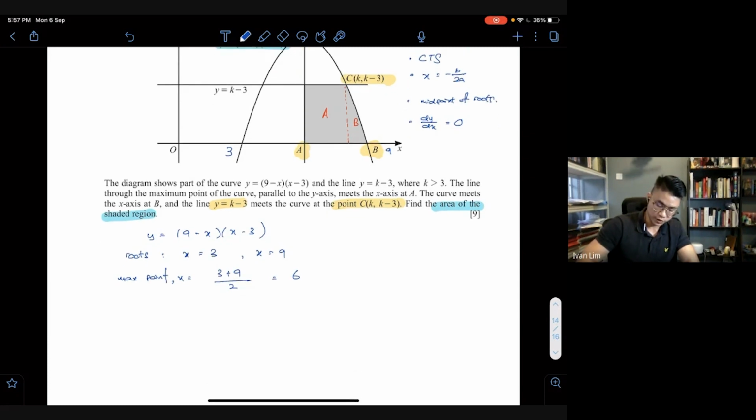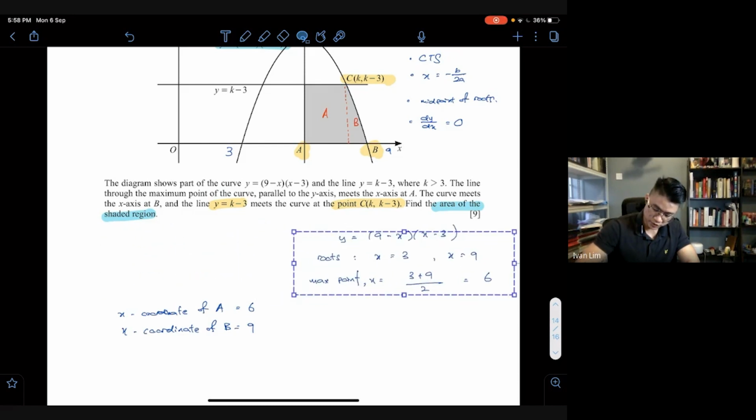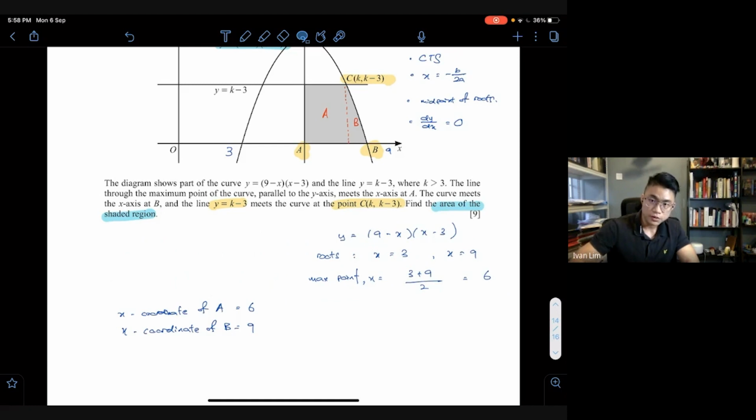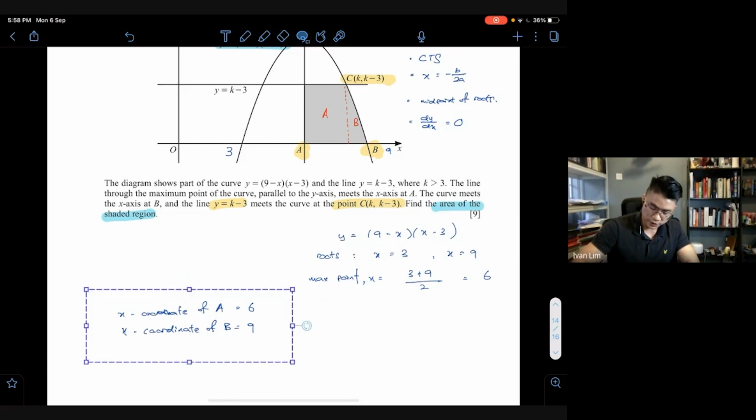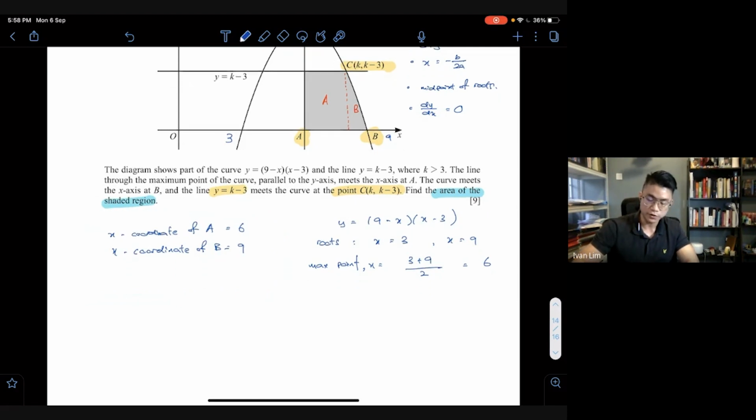So what do I know from here? X coordinate of A will give me 6, and x coordinate of B will give me 9. Okay, I move to the side first, later not enough space. Everyone clear on this part here? So it's just actually finding your maximum point. So, one mark question.